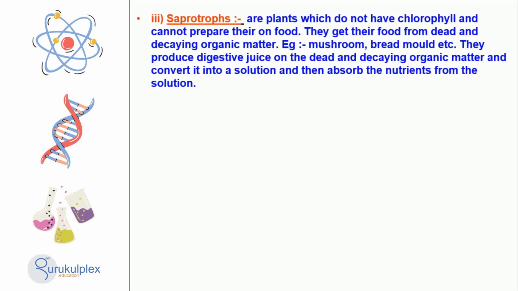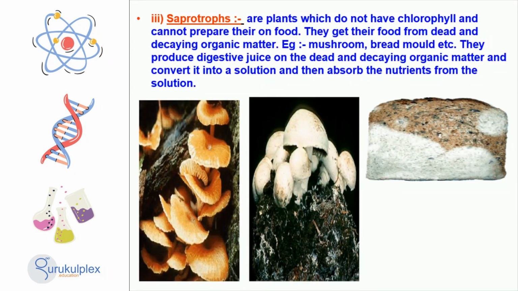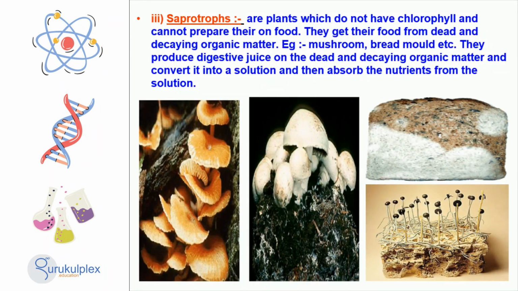Plants have adapted to obtain nutrition through saprotrophic nutrition, which is the act of getting food from dead and decaying organic matter. Examples of such plants are mushrooms, bread mold, and other fungi. These organisms secrete digestive juices on the organic matter, dissolving it and absorbing the nutrients from the solution. This is an unorthodox method of acquiring food, as these plants do not require chlorophyll or any other means of preparing food.